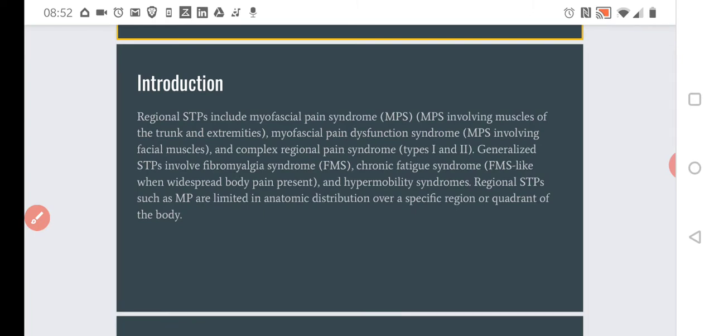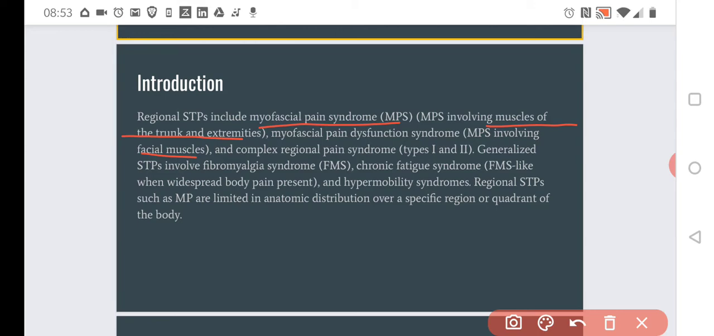And regional STP includes myofascial pain syndrome. What is the myofascial pain syndrome? MPS is involving muscles of the trunk and extremities, so generally all. And we also have a different area of the body. Yes, we have one more area of the body, that is the face. So we also have the MPS involving the facial muscles.